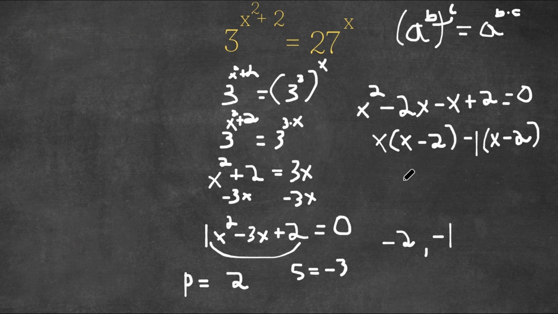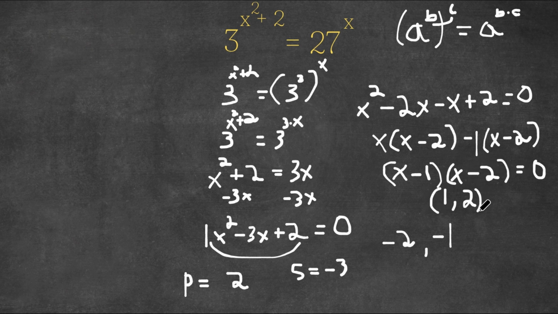Now this is the same thing as x minus 1 times x minus 2, and this is equal to 0. And our two solutions are 1 and 2, because if you plug in 1, it makes the whole equation equal 0, and same goes for 2. So our answers are 1 and 2, and now we can plug these into our original equation and see if they work. So let's plug in 1 first.